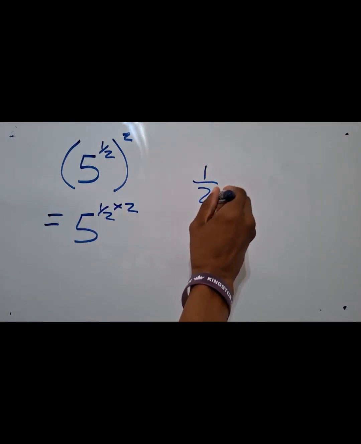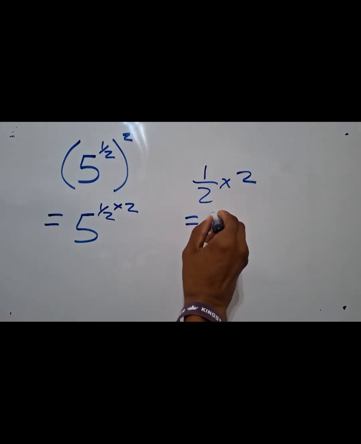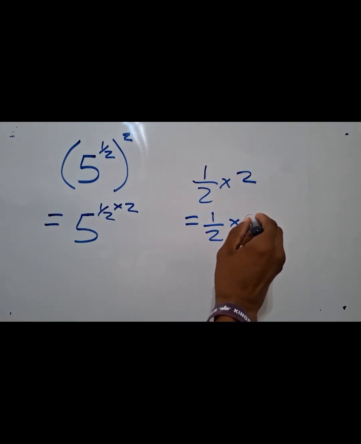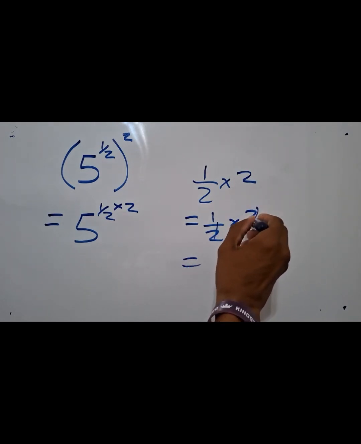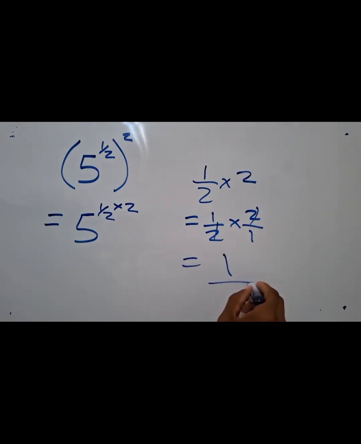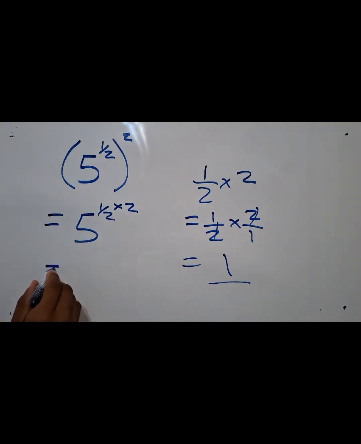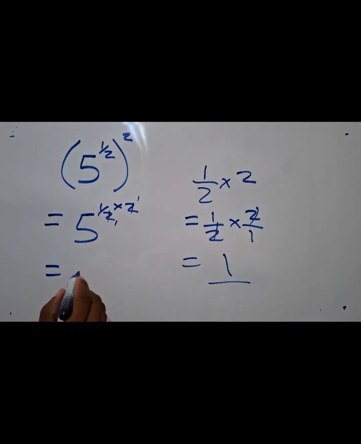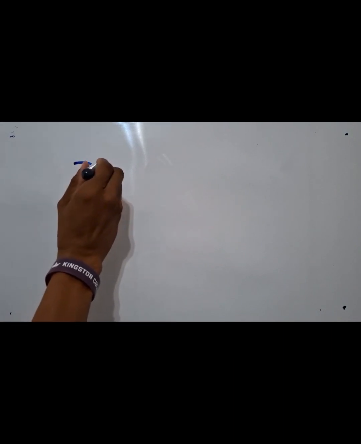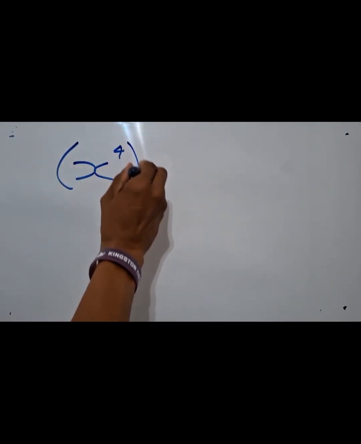Now, I do have a playlist that has everything that you need to know about fractions. So you can look at that playlist so you understand what I'm doing right here. So half times 2 is the same thing as 1. Look at that playlist and then you'll get to understand it better if you don't. So 5 raised to the power half times 2 is the same thing as 5, because a half times 2 is 1.